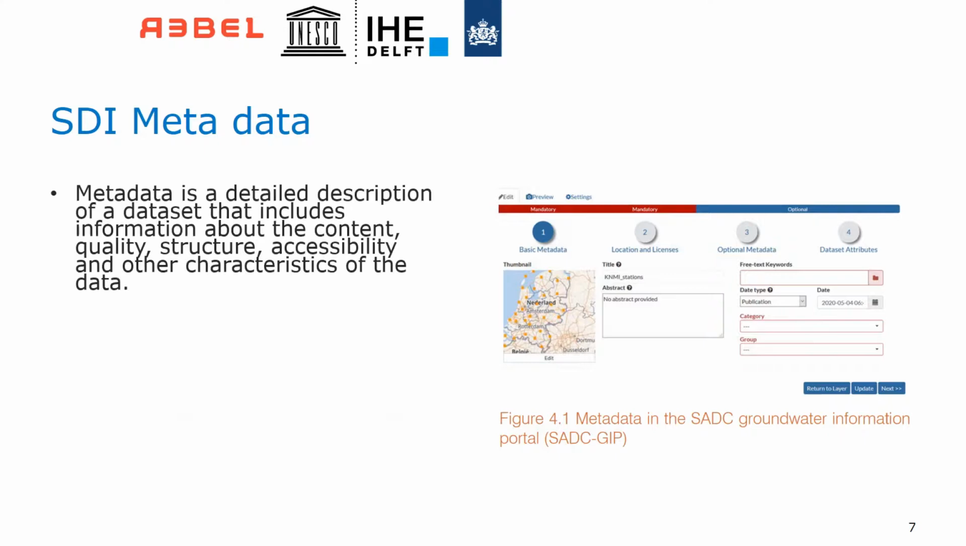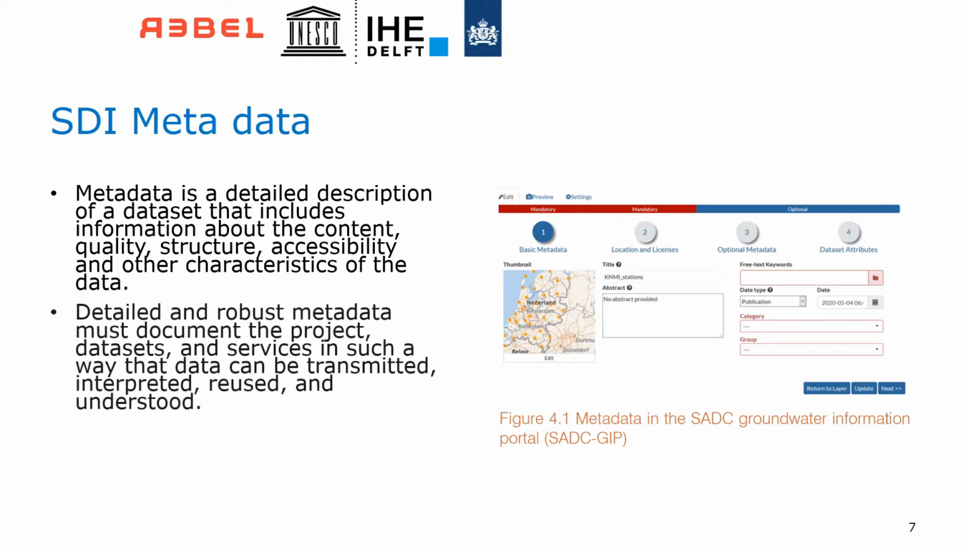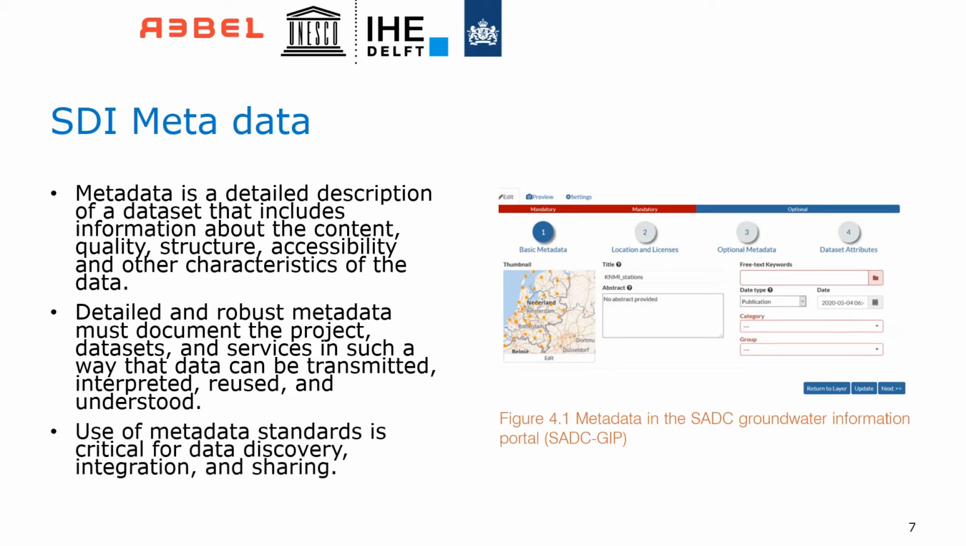So here we see an example of metadata on an SDI, and it's in fact a detailed description of a data set, and it should include all kinds of information about quality, structure, accessibility, and other characteristics of the data that is important for the user to know. The metadata must therefore document the project data sets and services in such a way that the data can be transmitted, interpreted, reused, and understood. And in an SDI we can use metadata standards that are critical for data discovery, integration, and sharing.